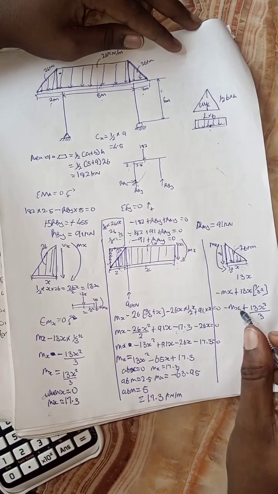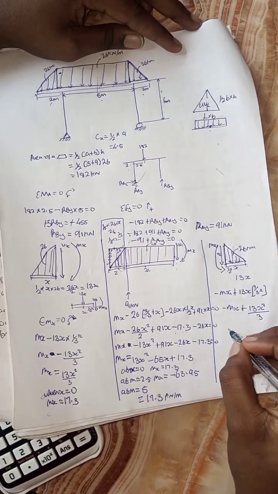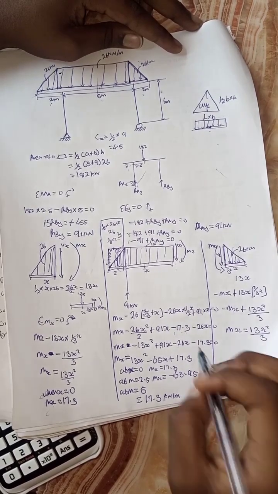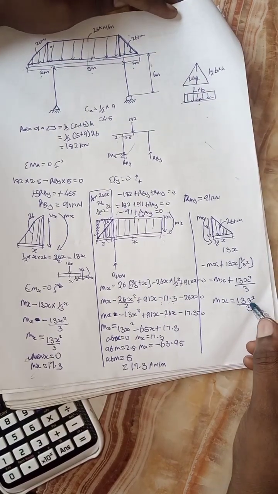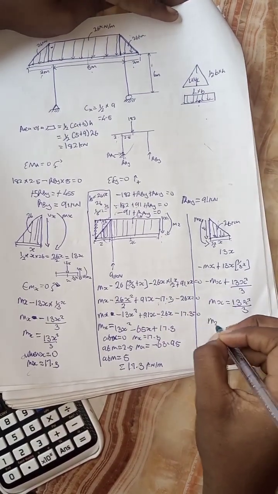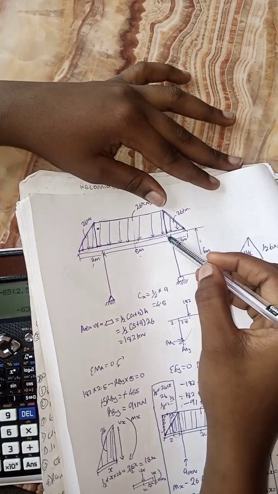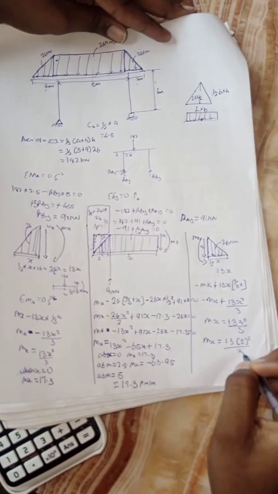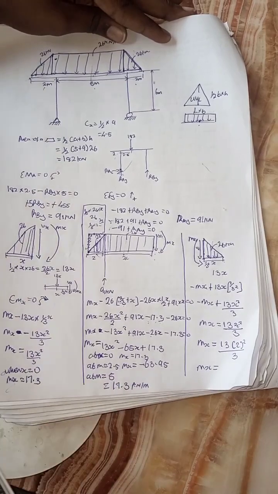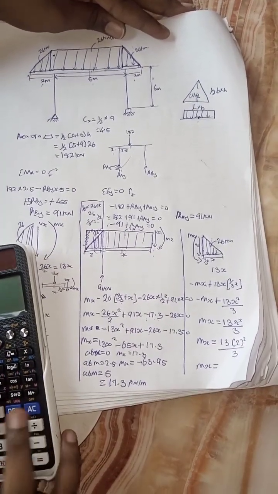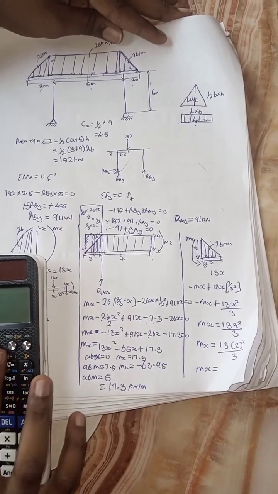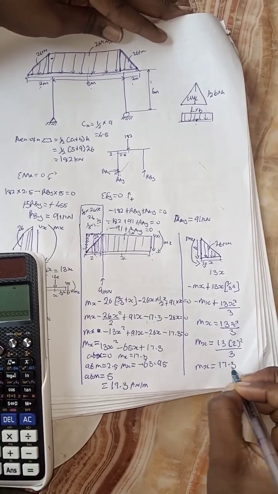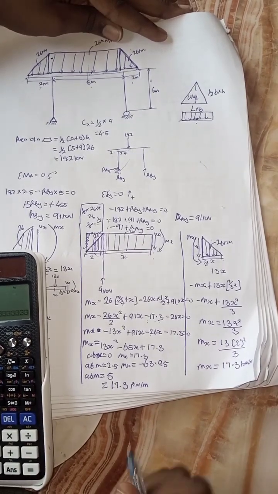So when x is equal to 0, that is here, Mx will be equal to 13x square over 3. At x equal to 0, Mx will be equal to 0. We all know that because this will multiply this to become 0. At x equal to 2, here to here, that's 13 into 2 whole square over 3. Let's quickly punch that in: 13 into brackets 2 close bracket all square, all divided by 3. That is 17.3 kilonewton per meter, the same thing we got here.